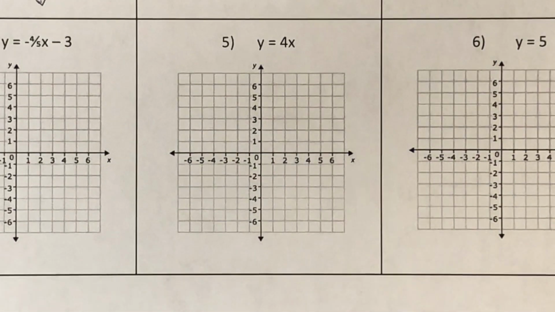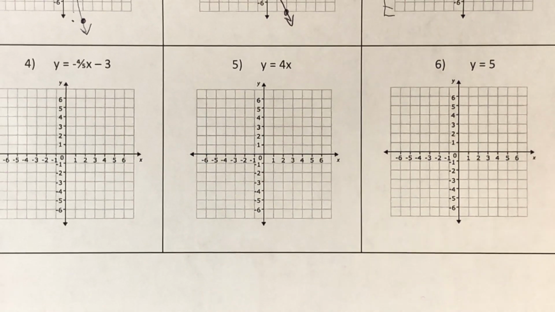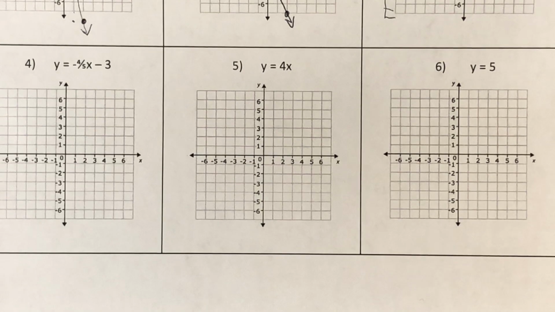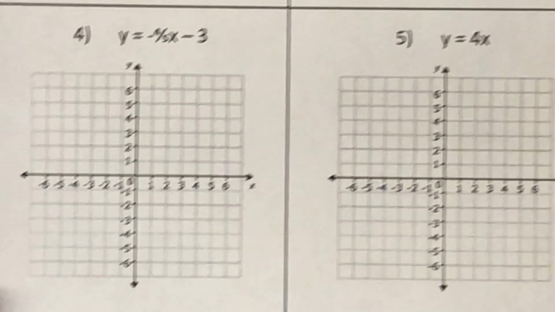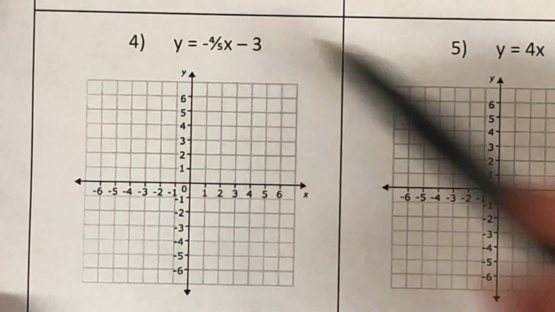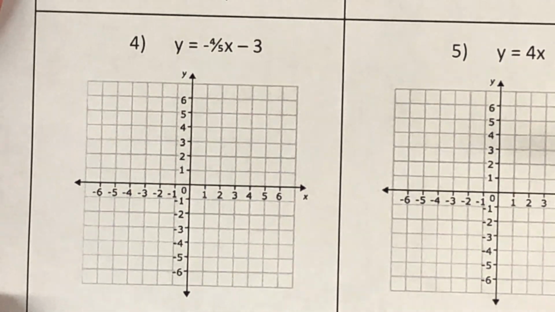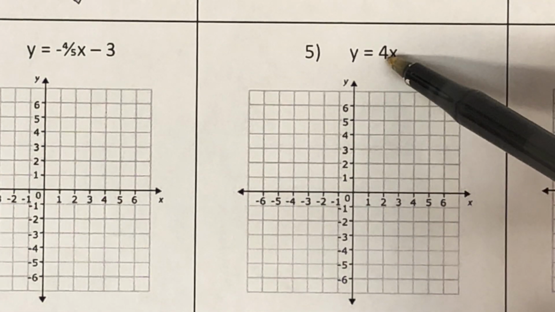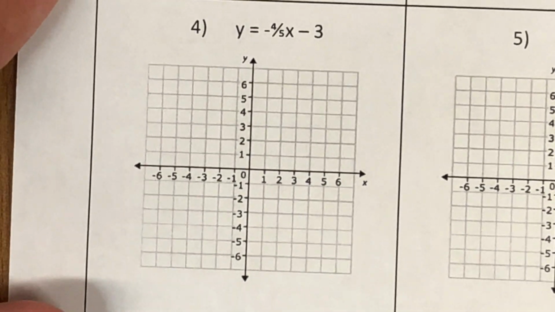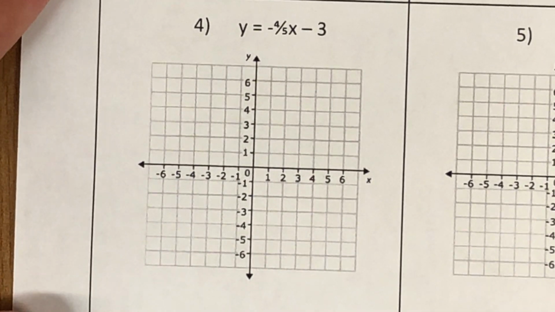Okay. We've got 3 more here. So I'll let you write down those 3 equations. I'll zoom in for you. So the first one is y equals -4 over 5x minus 3. Number 2 is y equals 4x. And number 3 is y equals 5. So go ahead, I want you to try those 3 on your own. Pause the video, and then we'll come back.